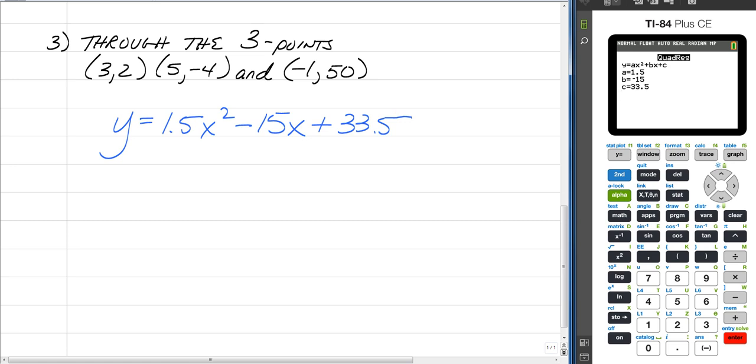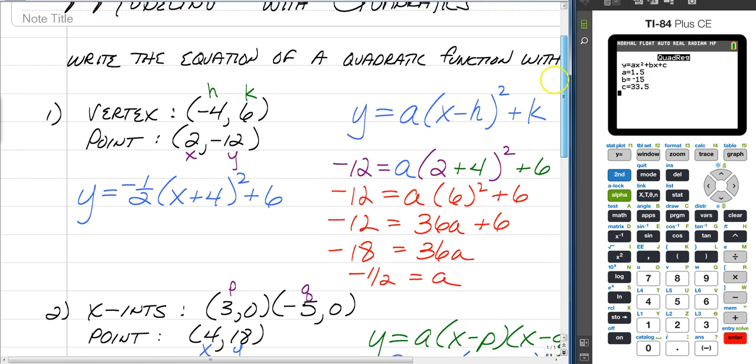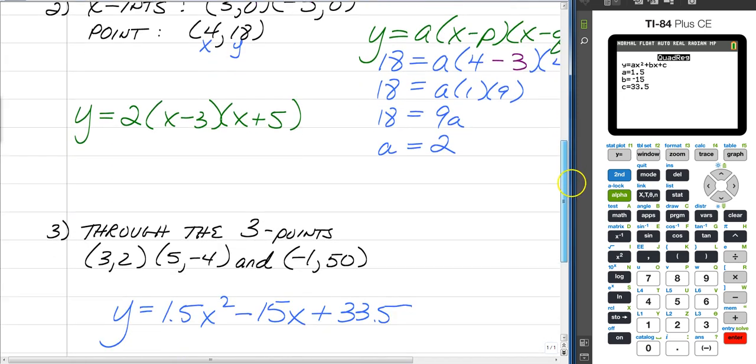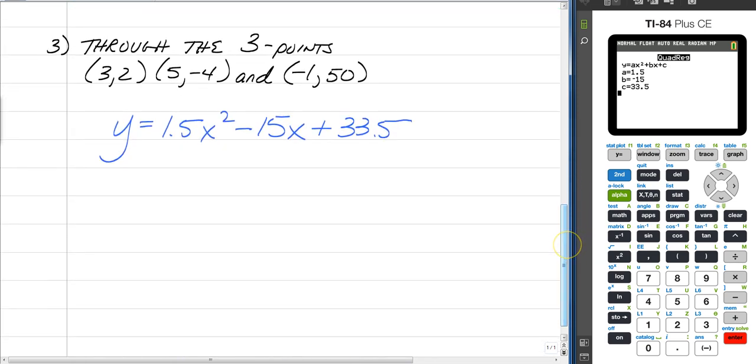All right, so recap of this video. We learned how to write an equation when given a vertex and a point, x-intercepts and a point, and 3 points with a calculator.